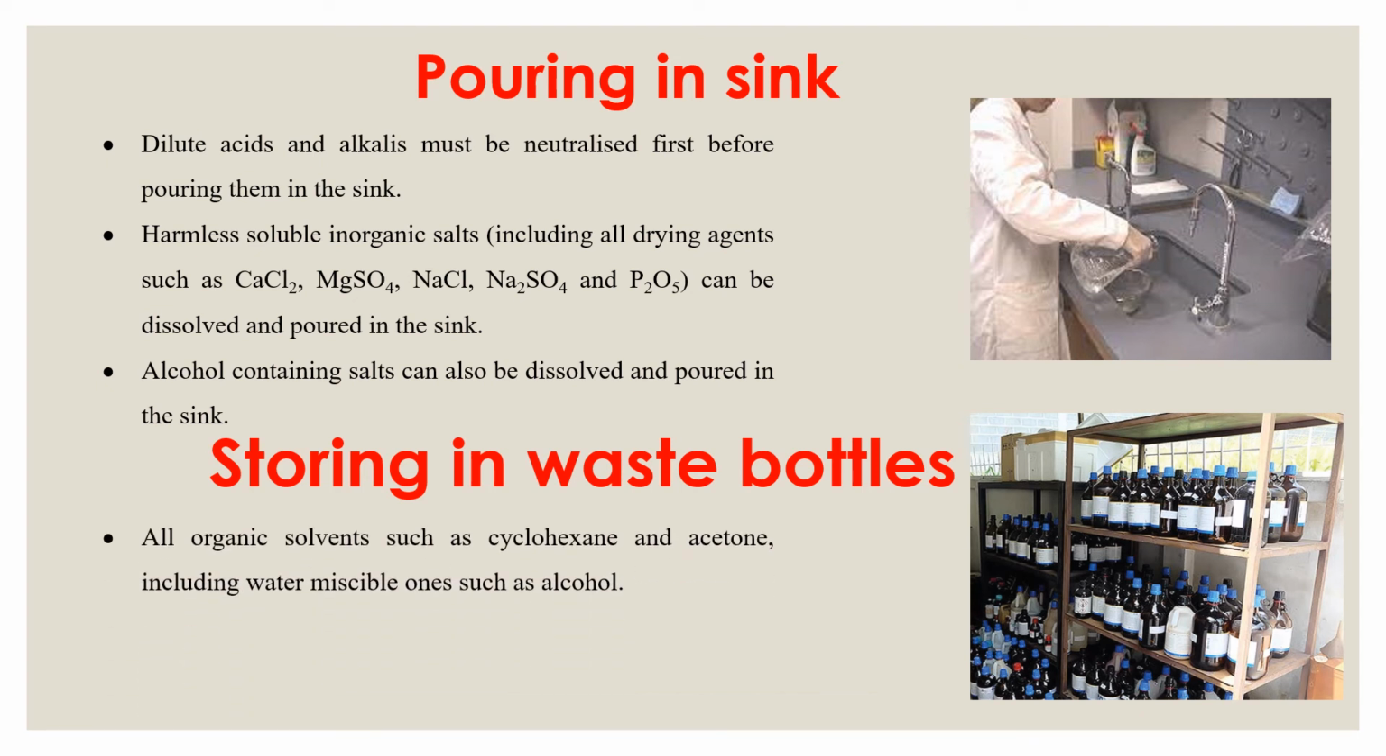So whenever we do experiments and we have some leftover organic chemicals, we must keep them in waste bottles so that afterwards fractional distillation can be run and we can get the chemical back from its impurities. Paraffins and mineral oils are other examples of chemicals which can be kept in the waste bottle.